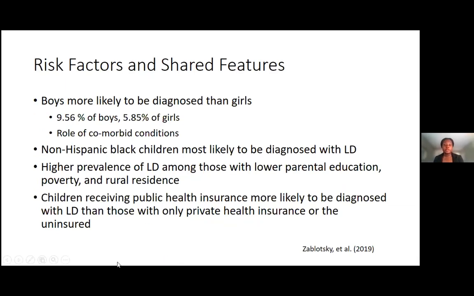All right, so some other information, and this has again primarily been derived from that National Health Interview Survey that I referenced before. Boys are more likely to be diagnosed, with higher prevalences reported in boys than in girls. Unfortunately, there is not, at least to this date, much research, really minimal research, regarding how learning disorders present across the gender spectrum. But at least from this survey, out of those who responded, over 88,000 children, about 9.56% of boys were identified as having a learning disorder and 5.85% of girls.